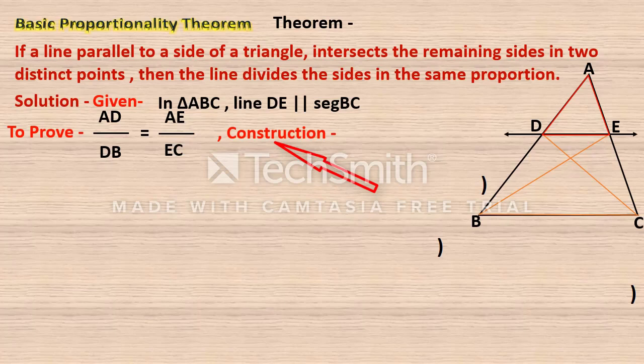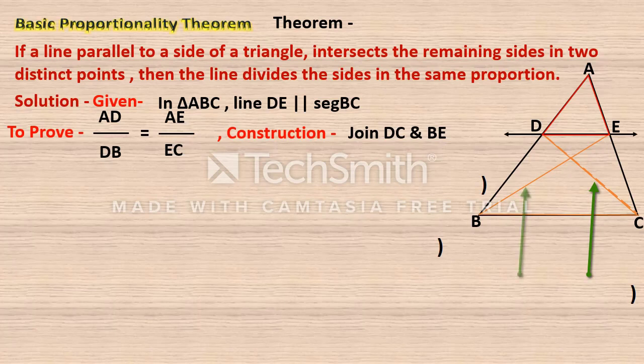The next part is construction. Join DC and segment BE. Fourth part is proof.